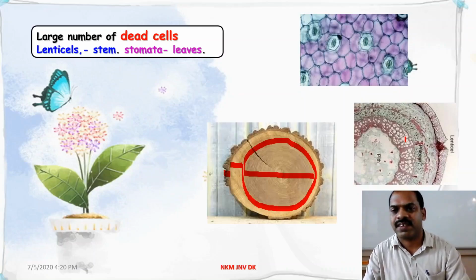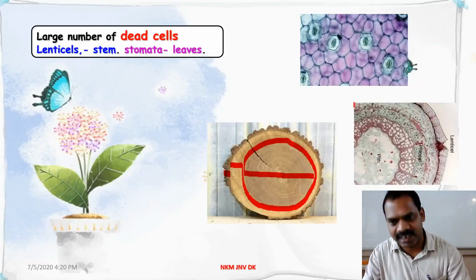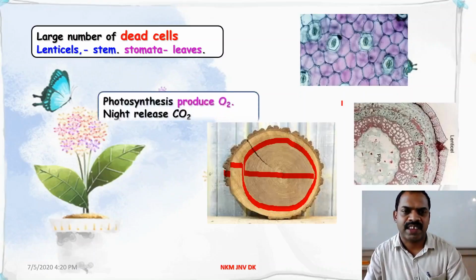Tracheids, vessels, and xylem parenchyma is the only living tissue. The remaining three, xylem fibers, are also dead. In phloem also, phloem fibers are dead. Sclerenchyma is dead. The bark of the plant is dead. Okay, only a few types of living cells are there.